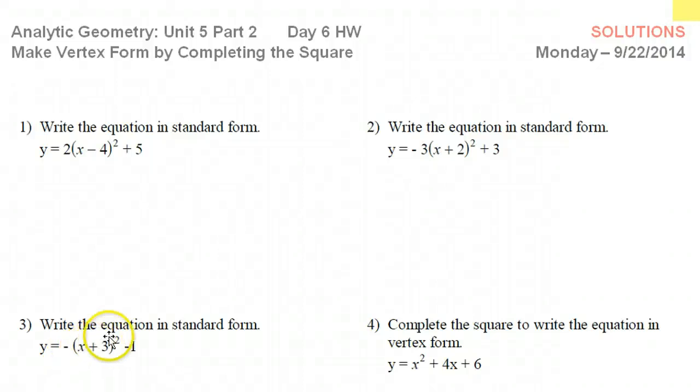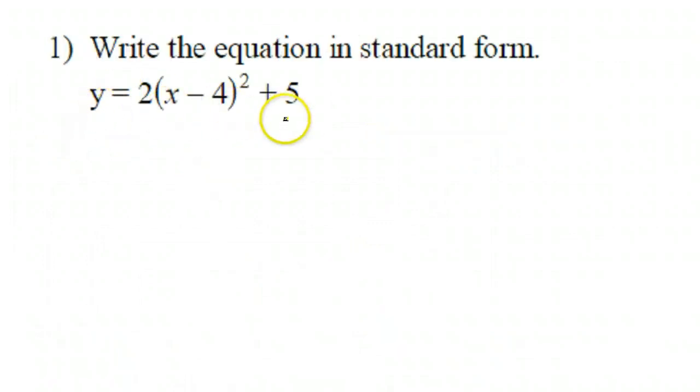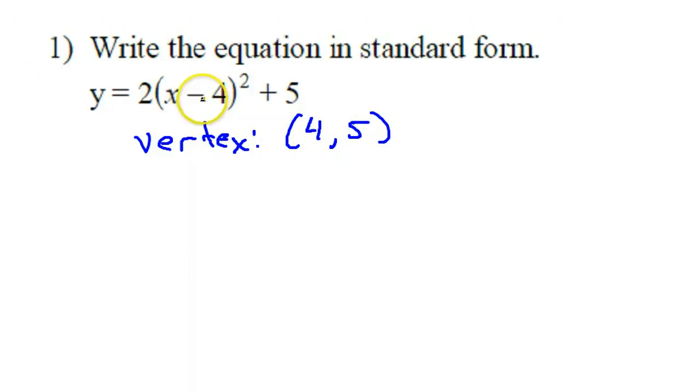Alright, hi guys. This video is on vertex form and completing the square. This is vertex form. They call it that because we can look at it and immediately know what the vertex is. The vertex is 4, 5. It's the opposite of the inner number, comma, the outer number stays the same.